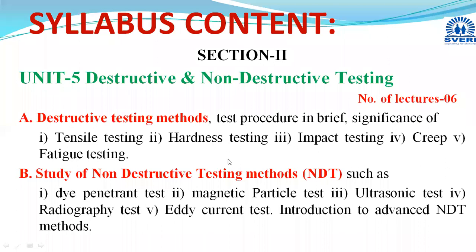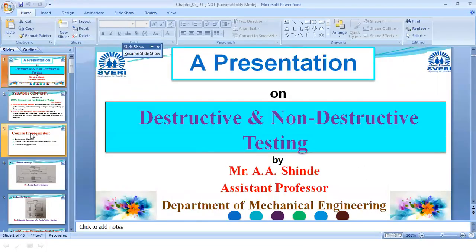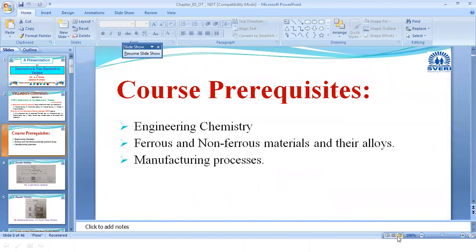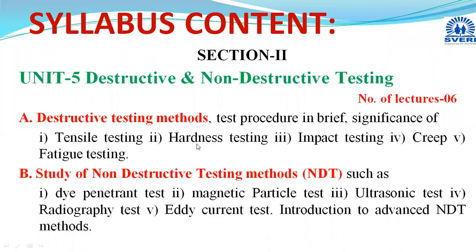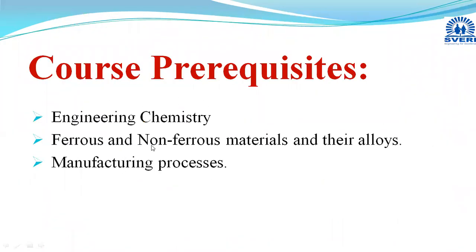One by one, I will start, and these are the prerequisites for this course. For better understanding, you should have some knowledge of the engineering chemistry that you studied in your first year, and maybe in this second year first semester. Then ferrous and non-ferrous materials and their alloys. We have already discussed this part in the metallurgy subject itself.